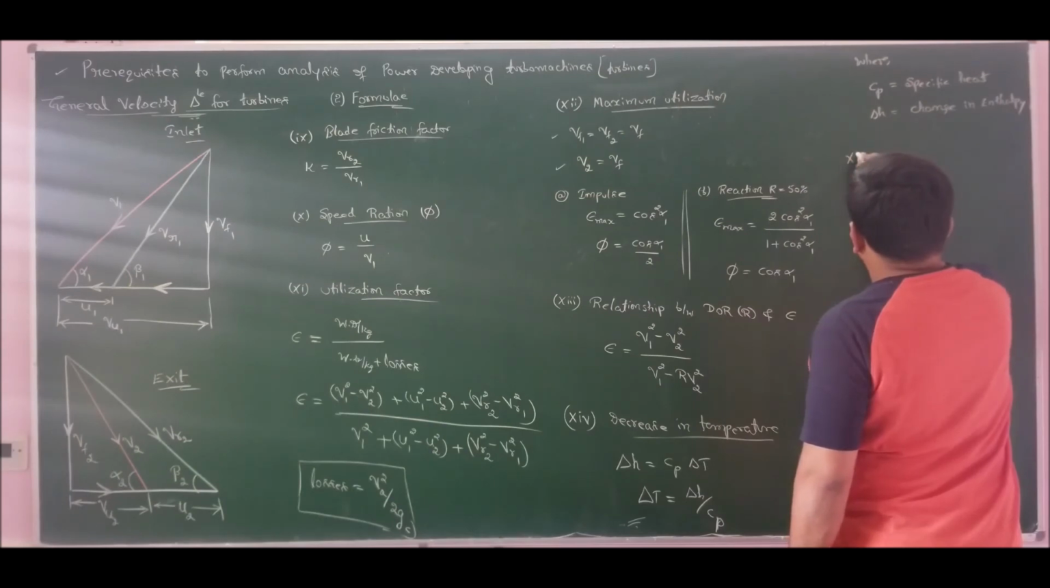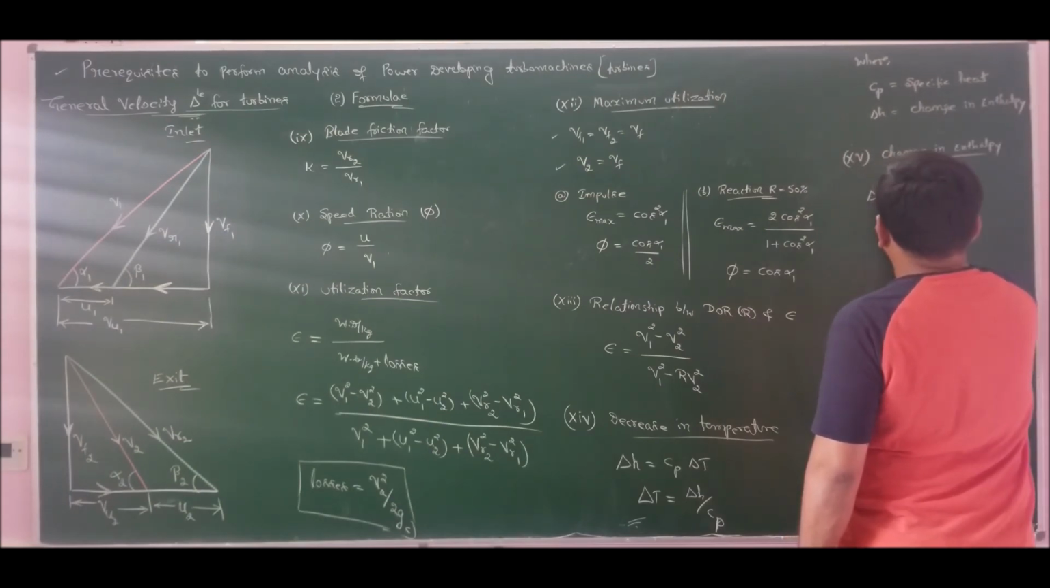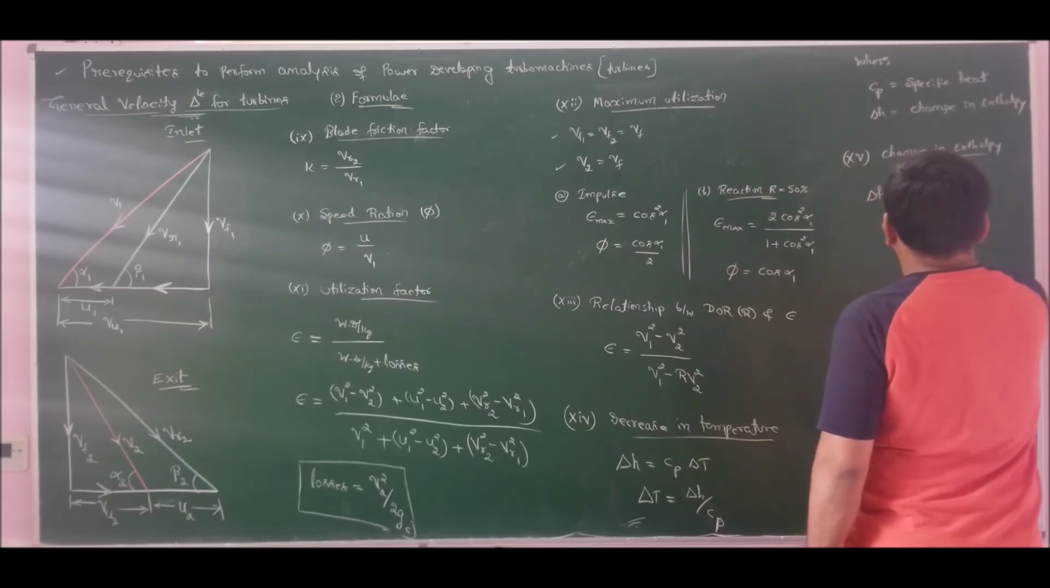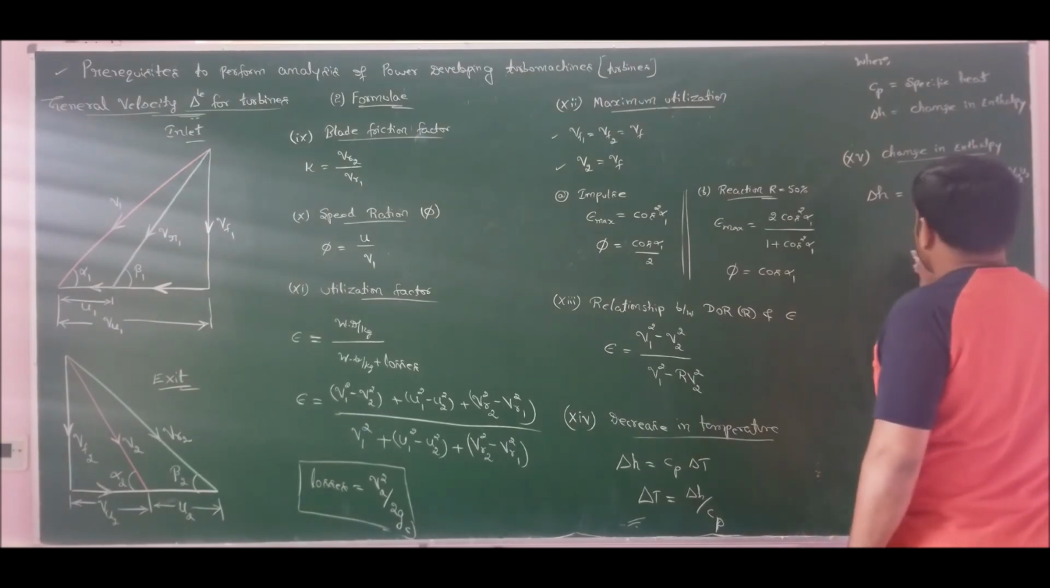Next, moving for 15th formula, that is change in enthalpy. Delta H is nothing but work done per kg. For turbines, it is (Vu1 U1 plus Vu2 U2) by Gc.